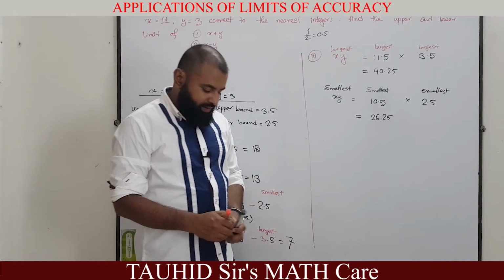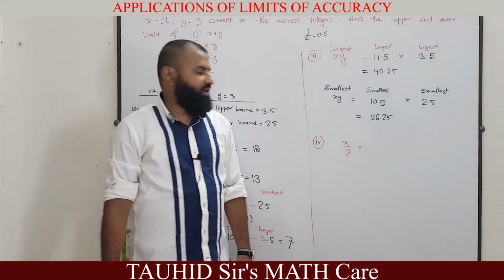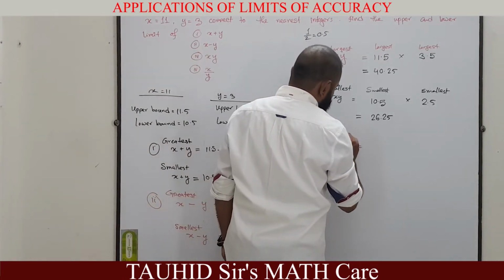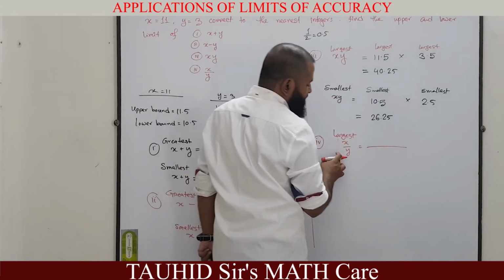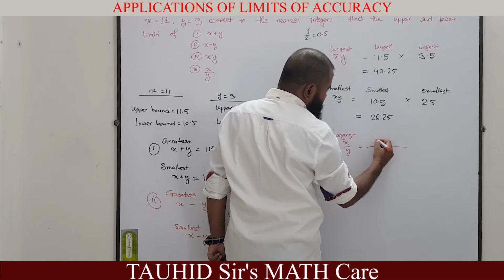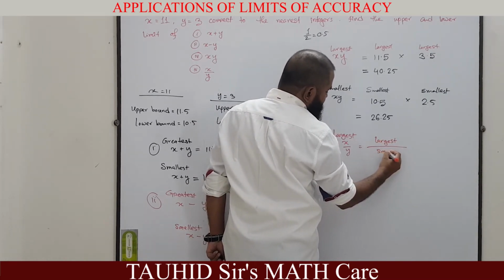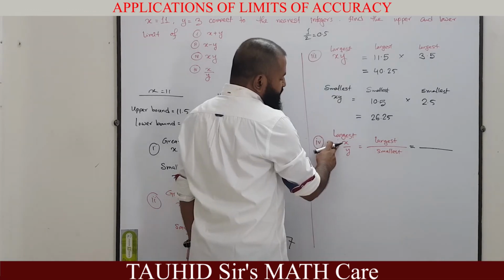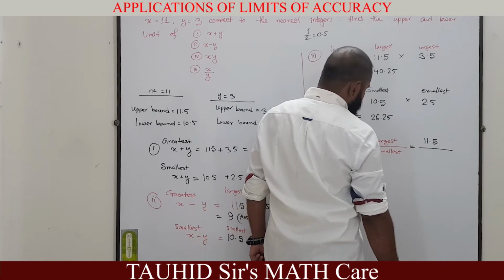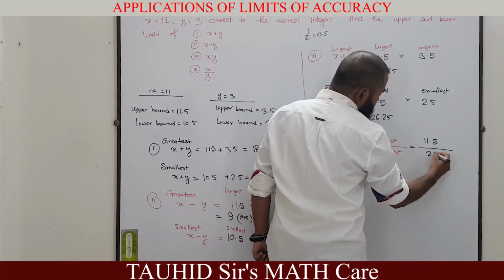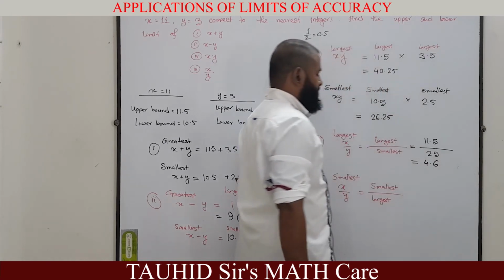And the final question, what is the largest and smallest value of x divided by y? So if we want to get the largest value of x divided by y, the value of x must be largest and the value of y must be the smallest one. The largest value of x is 11.5 and the smallest value of y is 2.5, which equals 4.6.